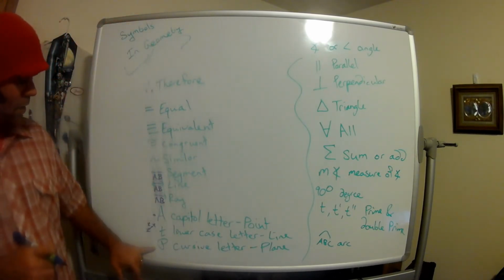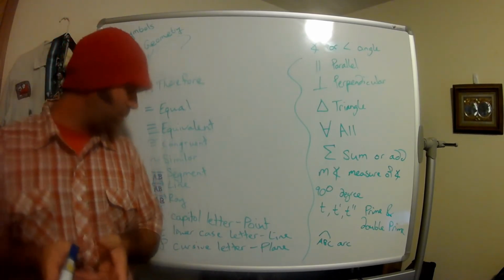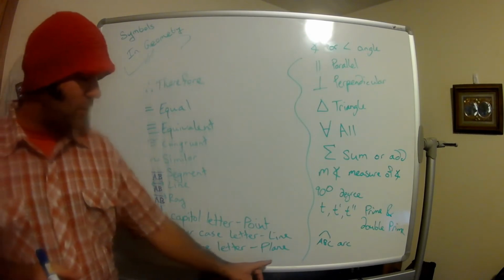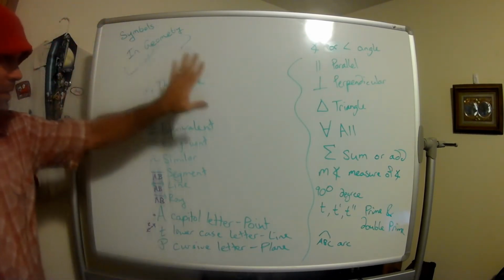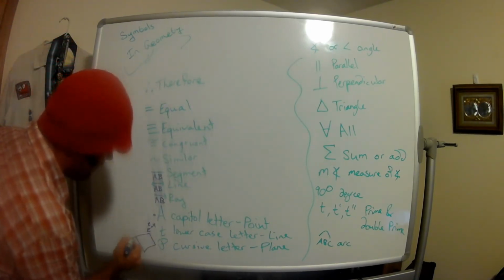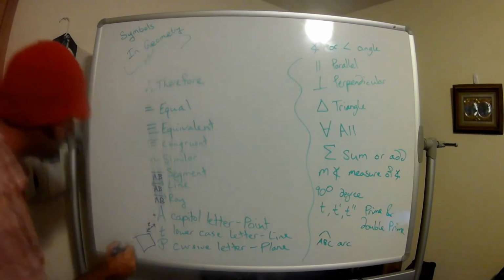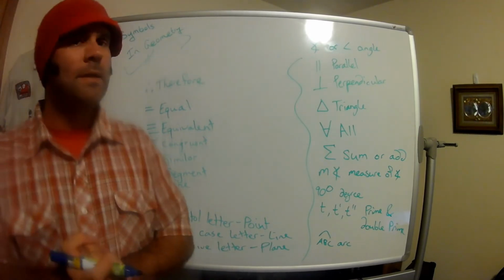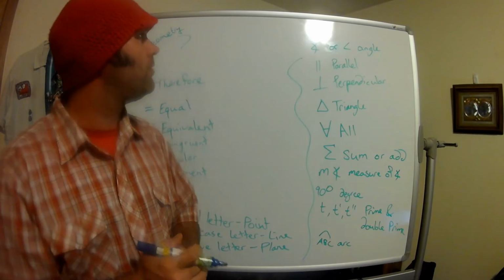Okay? And I've got a cursive P, cursive letters, or we sometimes call them script letters, I believe. These cursive letters usually identify a plane. So like this whiteboard itself is a plane, and we could call it plane P. Plane P. So hopefully that makes sense. All right, we've got a few more, so we'll go through these.